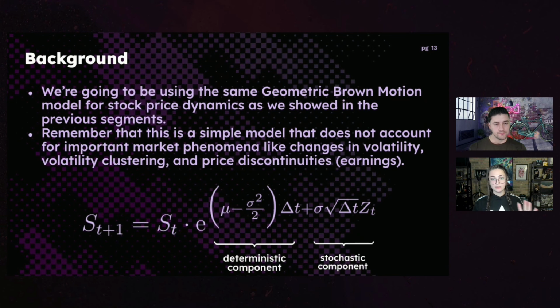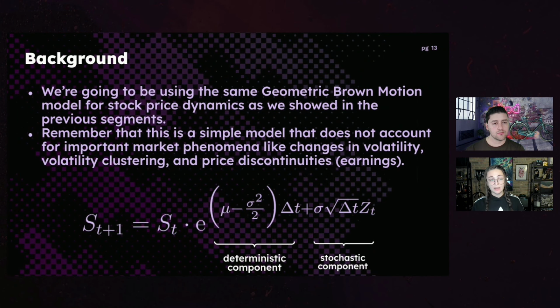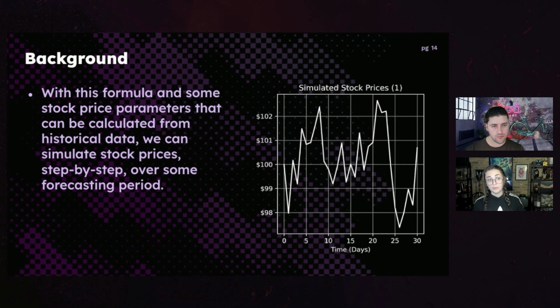So a little bit of background of what's going on. With this formula, the one that I showed on the previous slide, and some stock price parameters that you can calculate from historical pricing data, you can simulate stock prices step by step over some forecasting period. So for example, this is a forecast for a stock that's currently trading at $100 over 30 trading days. Okay? Yep. So using this formula that we showed on the previous slide, and again, you can reference the other videos if you want to see what's going on here, step by step, we're simulating this randomly moving stock price according to the model that we talked about.